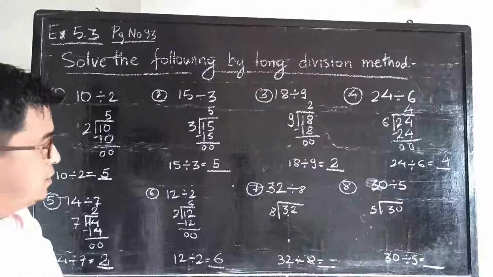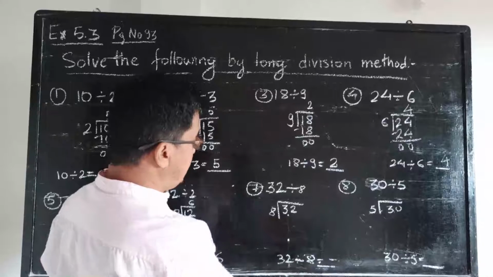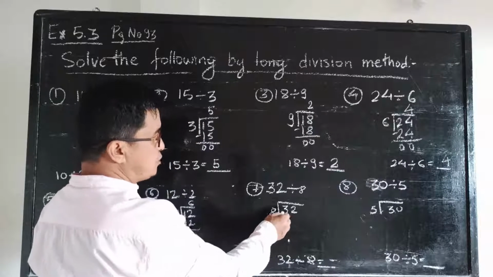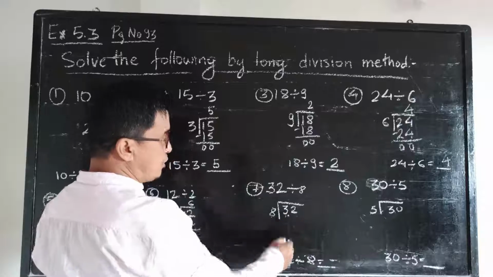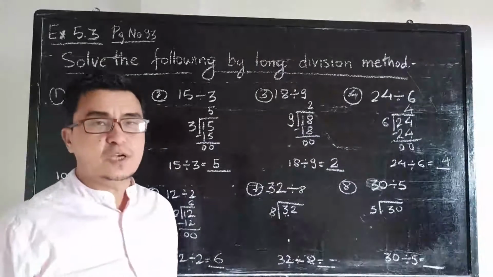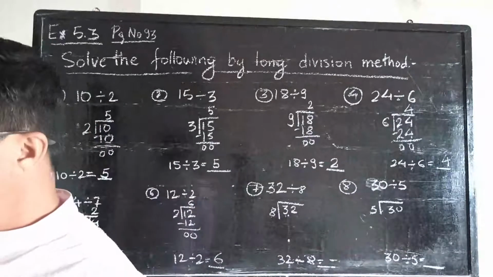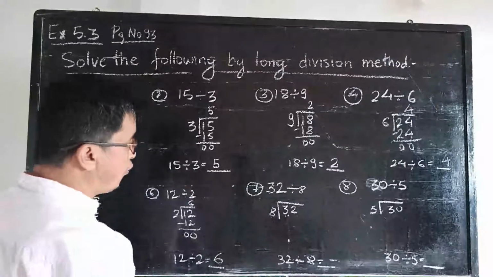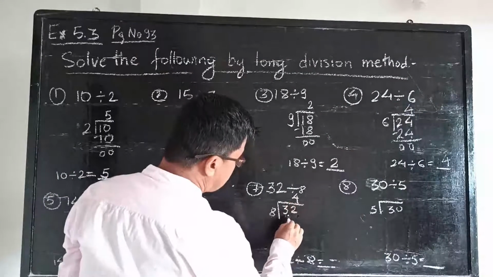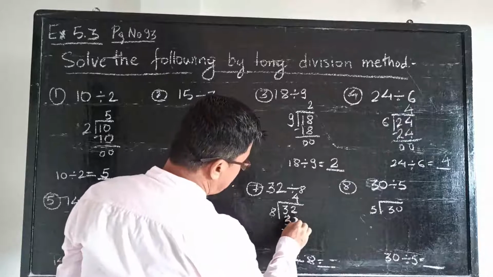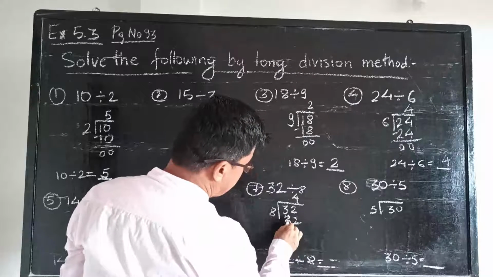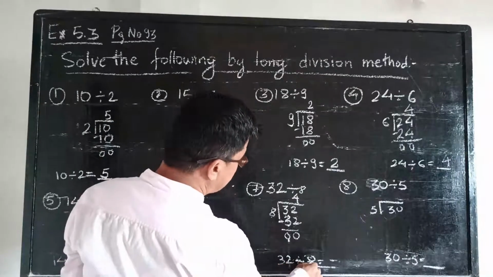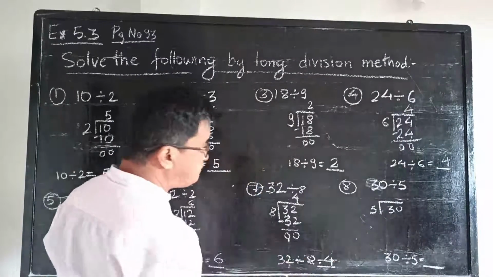Now number 8. 32 divided by 8. 32 is the dividend and 8 is the divisor. You cannot take 3 because 3 is smaller than 8. You have to take the whole number, 32. 8 ones are 8, 8 twos are 16, 8 threes are 24, 8 fours are 32. 2 minus 2, 0, 3 minus 3, 0. So 32 divided by 8 is equal to 4.